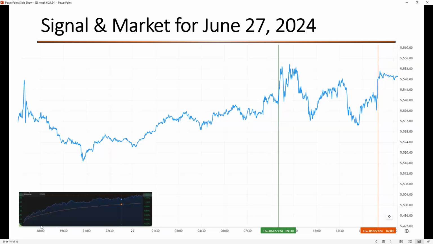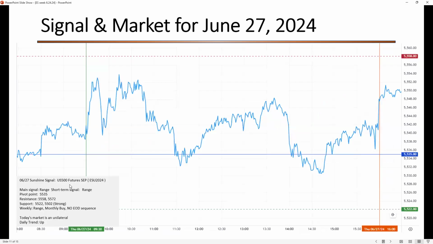For Thursday, June 27th, the reference chart is showing kind of an update here. Pre-market signals range again. So even though the reference chart is showing an update, and a trending day is detected here, the market is showing a possible trending day, but we still have a triple range.